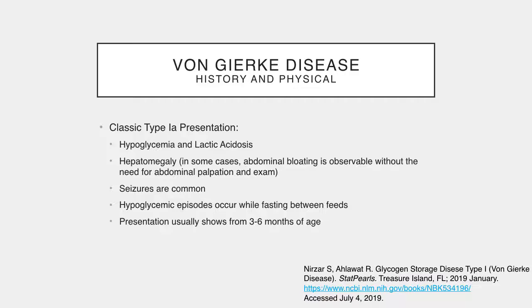The classic history and physical in patients with type 1A von Gierke disease include hypoglycemia and lactic acidosis, usually presenting from ages 3 to 6 months, with hepatomegaly and seizures. Hypoglycemic episodes appear while fasting between feeds. These presentations are consistent with our patient's age, her mother's report of jittery spells, the enlarged liver, and her inability to maintain consistent blood glucose levels while fasting.